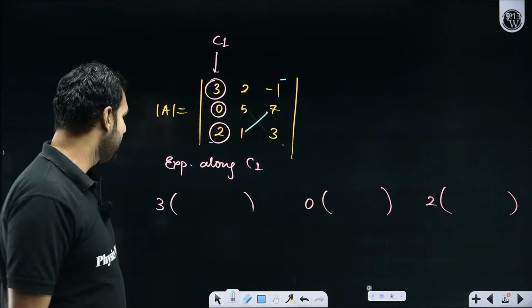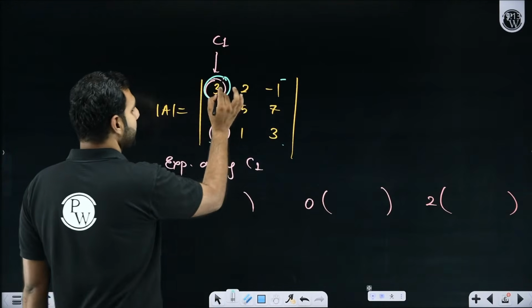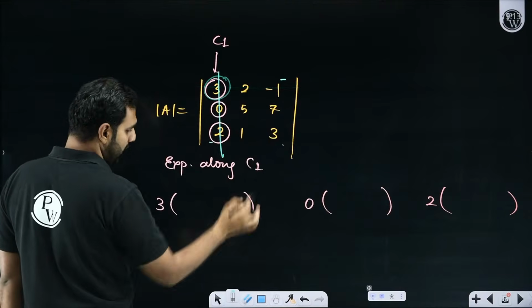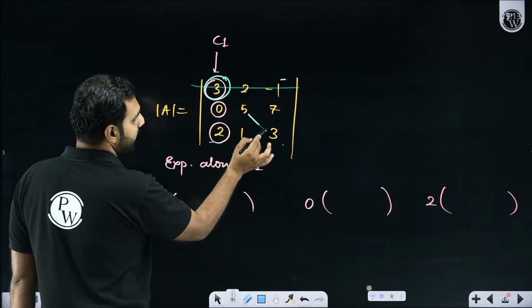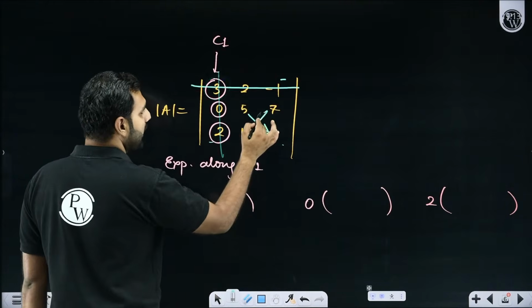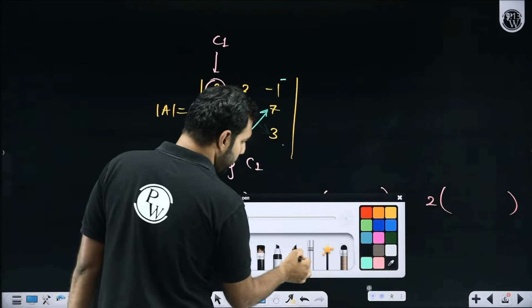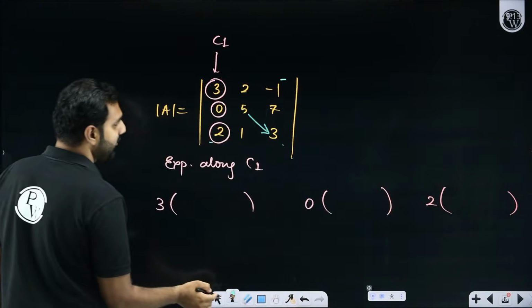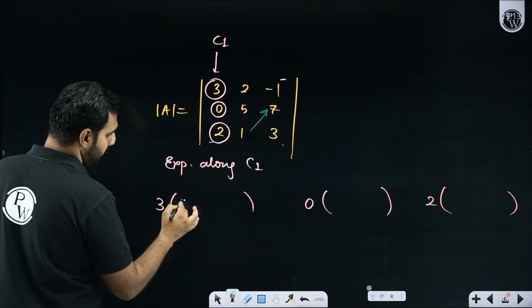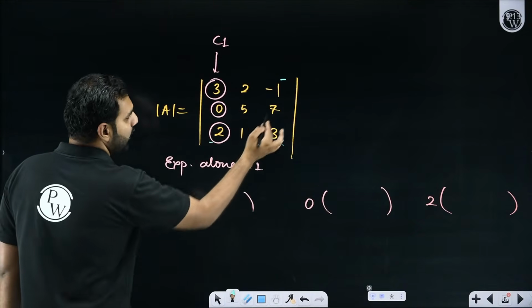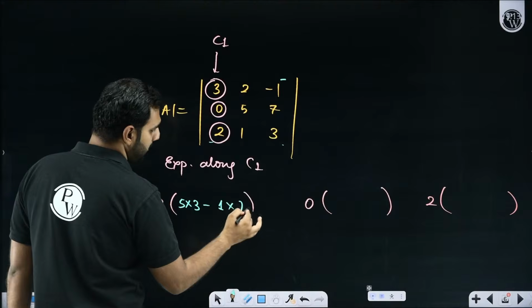So that's exactly what I'll do here. For this 3, I'm left with these 4 elements, which when I multiply, 5 into 3 I'll do, then 1 into 7 I'll do, but with 1 into 7, I hope you remember, I'll put a negative sign. So 5 into 3 I'll do first, and then 1 into 7 I'll do second, but I'll put a negative sign.